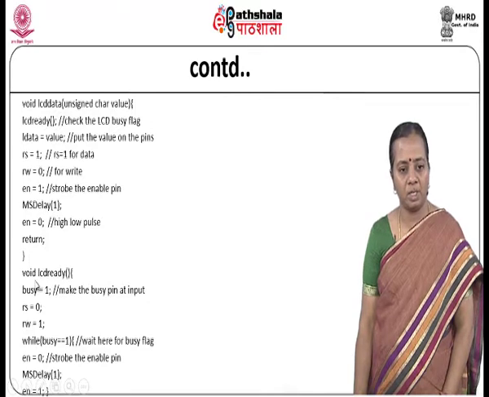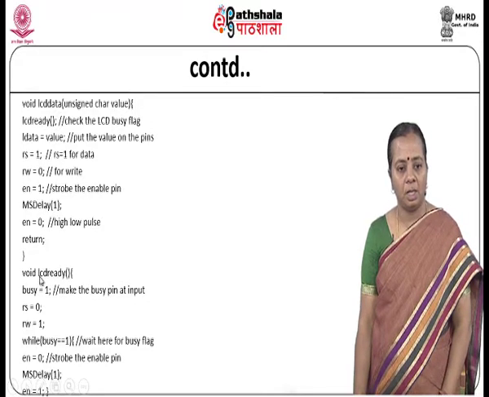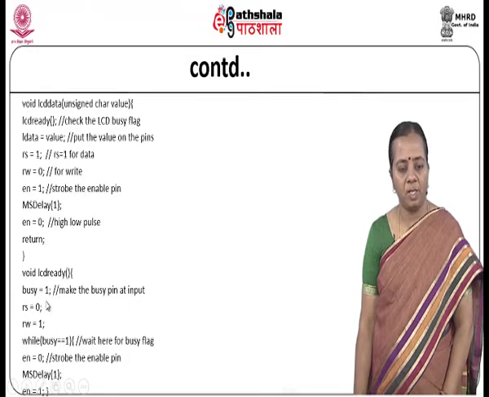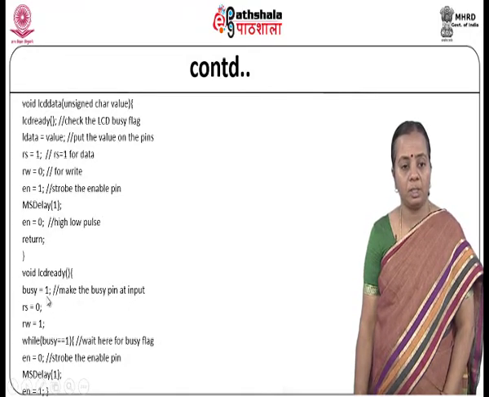Now, this one is for checking whether the LCD is busy or not. That particular subroutine is LCD_ready, where busy equals 1. That means first we make busy equal to port P1.7.